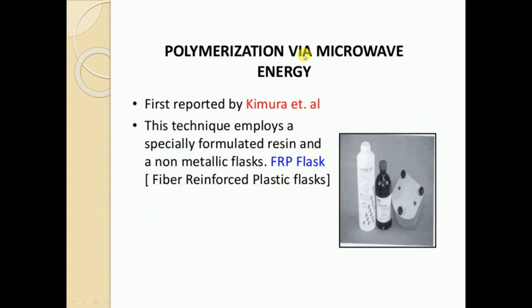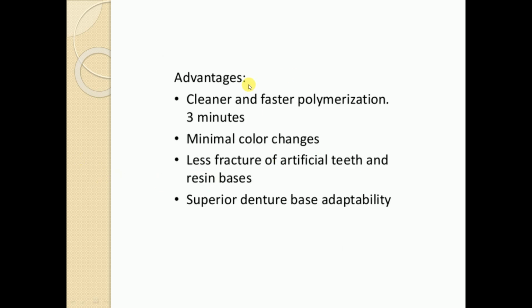Coming on to the polymerization via microwave energy. It was first reported by Kimura et al. This technique employs a specifically formulated resin and a non-metallic flask, that is FRP, fiber reinforced plastic flask. Advantages of this is it is cleaner and faster polymerization within 3 minutes. Minimal color changes can be observed. Less fracture of artificial teeth and resin bases. Superior denture base adaptability.